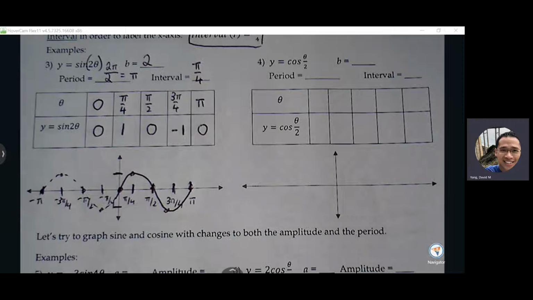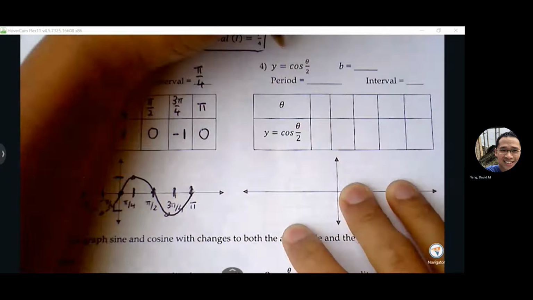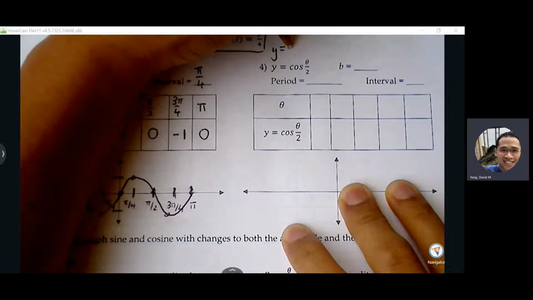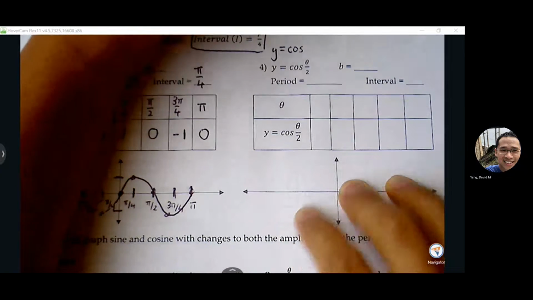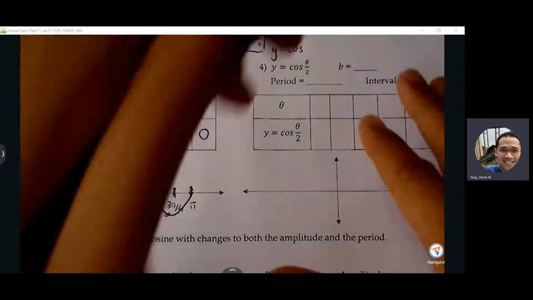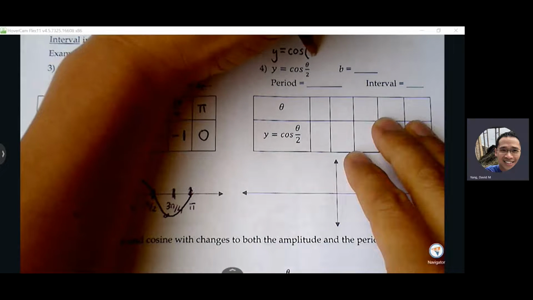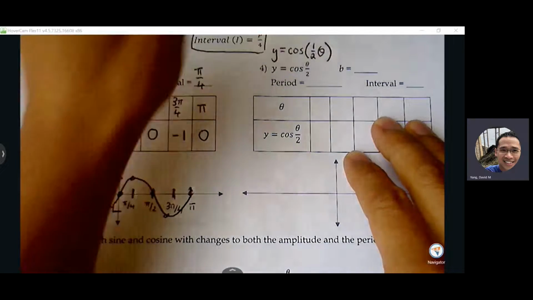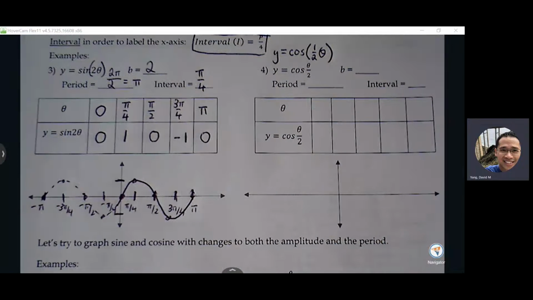Okay, number 4, y is equal to cosine of theta over 2. Anybody know what the b value is for number 4? Good. If it's hard to see, you can force that 2 to come out in front and make it 1/2 theta, if that helps. Theta over 2 is the same thing as 1/2 theta. If you want to write it that way, you're more than welcome to, because it's easier to see that my b value is 1/2.